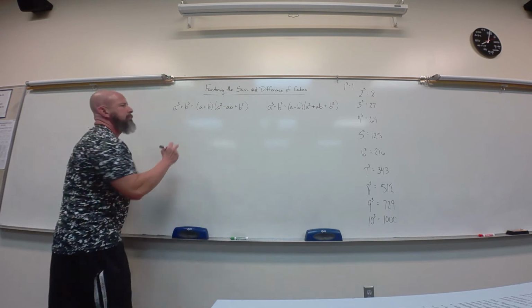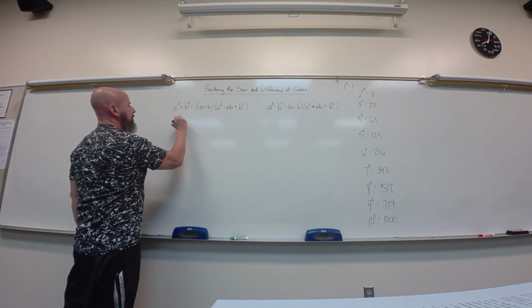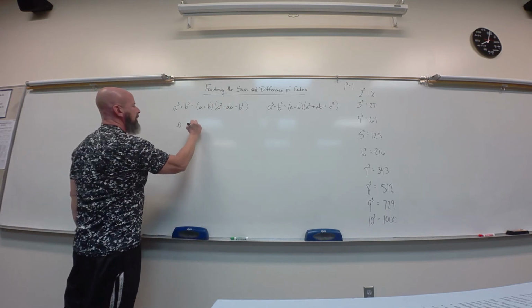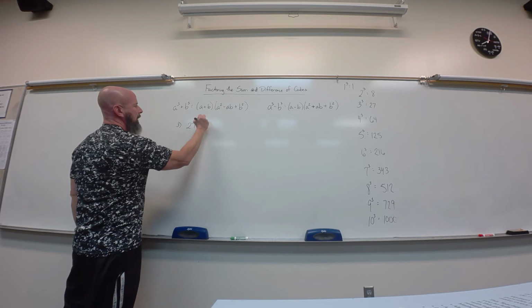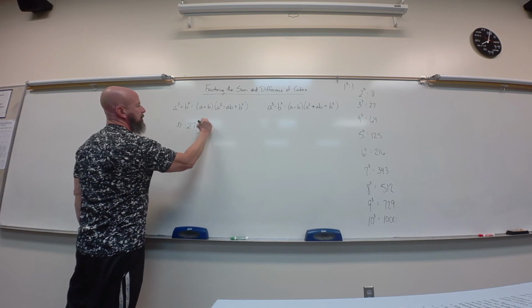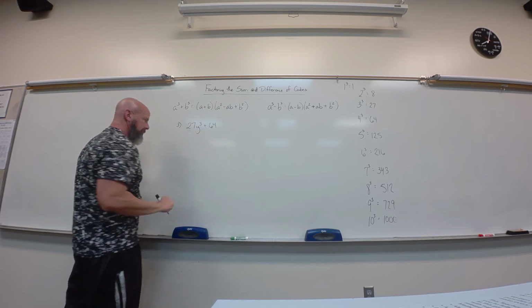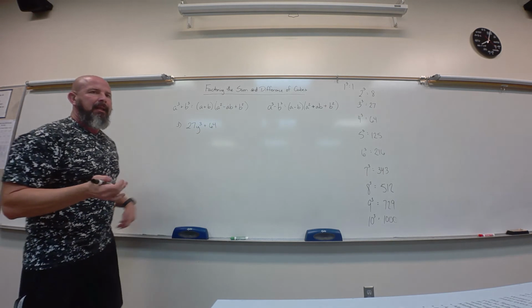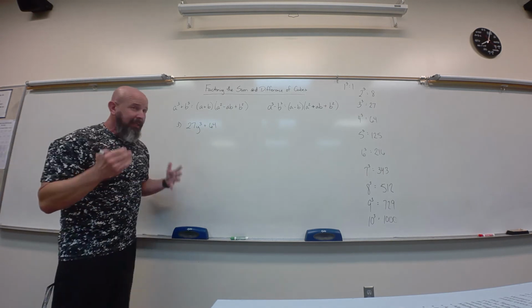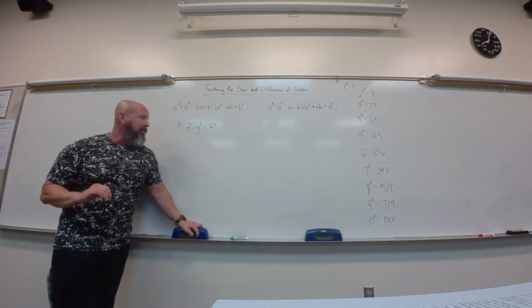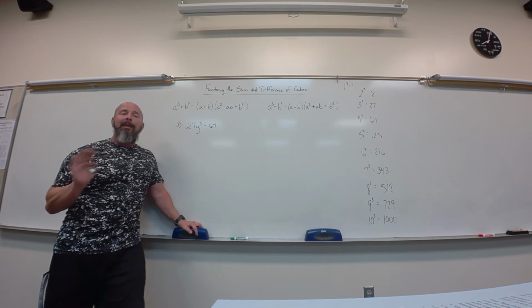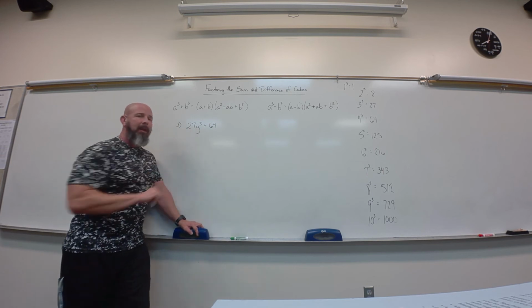Let's say, this will be number 3. So let's go 27y cubed plus 64. Again, even if I don't recognize right away that 27 and 64 are perfect cubes, I know to at least go check that out because I see y cubed.